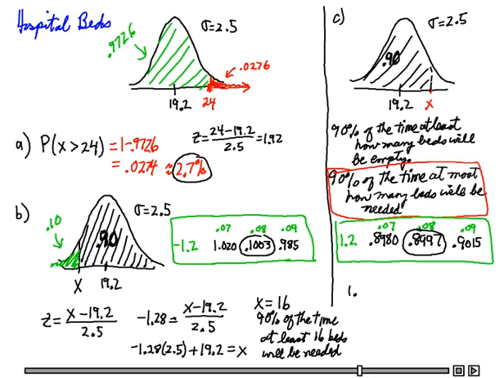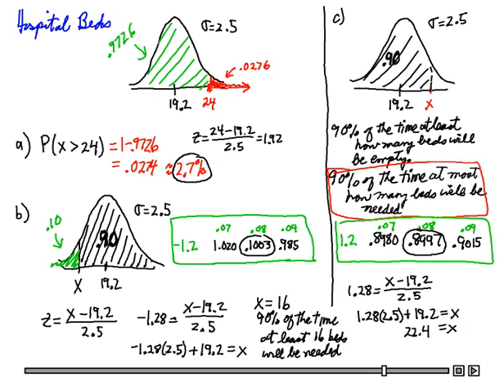I'm going to have a positive 1.28 equal to x, subtract my 19.2, divided by 2.5. And then when I solve for x, I'll have 1.28 times 2.5. And again, add the 19.2. And x turns out to be 22.4. So 90% of the time, I will need at most 22.4 beds.